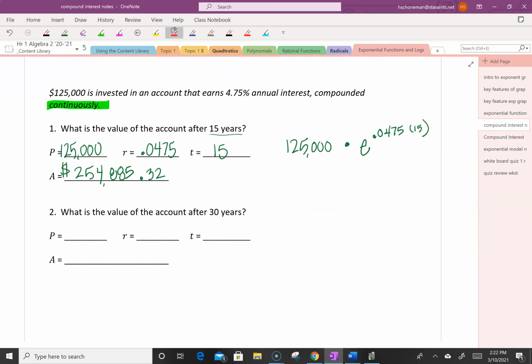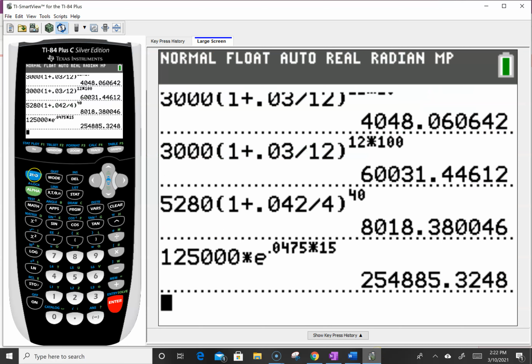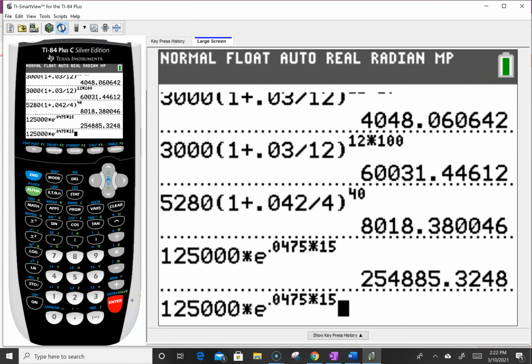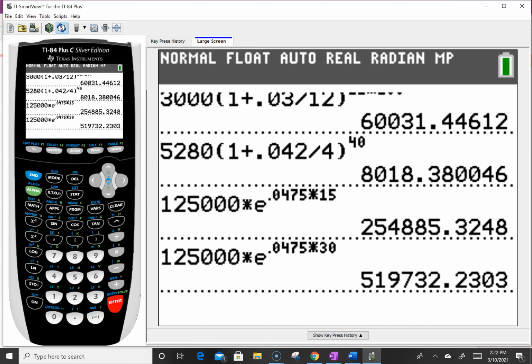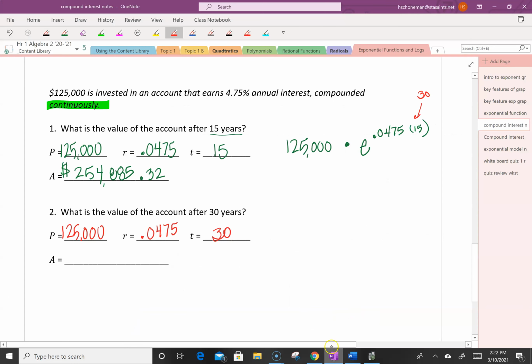So on the second one, everything stays the same. It's still compounded continuously, so you're still going to use this E function, but we are going to invest it for 30 years this time. We'll double the amount of time. So our equation is the same, but now this part here is going to change to 30. But remember, we don't have to retype that. We're just going to hit second, enter, and it'll give me the equation again. I'll scroll to the right, change it to 30, and hit enter, and there's my number. And that is how we do these problems.